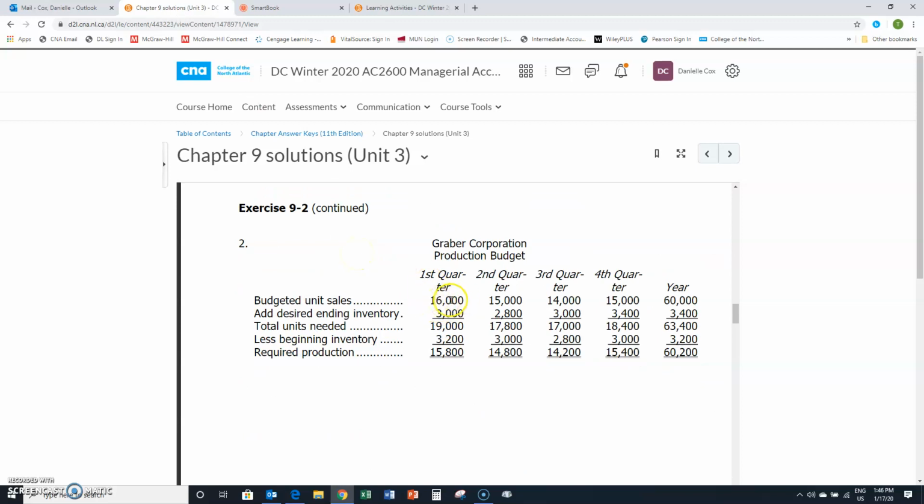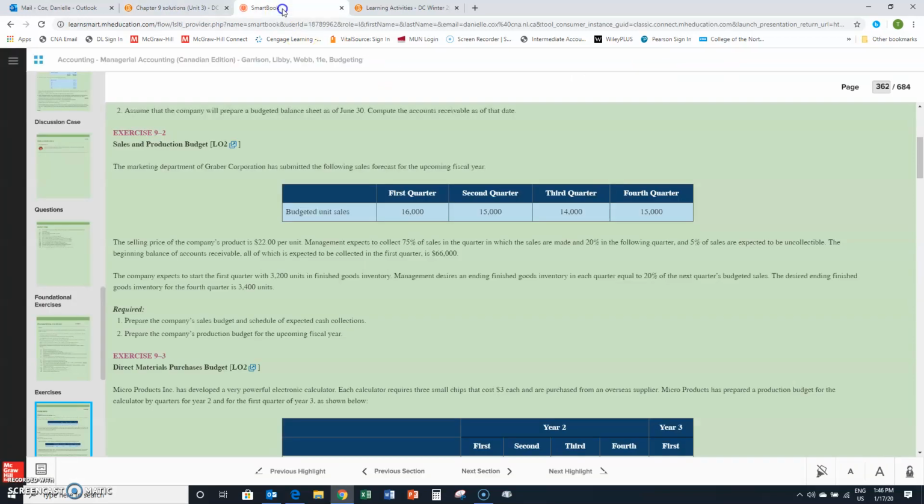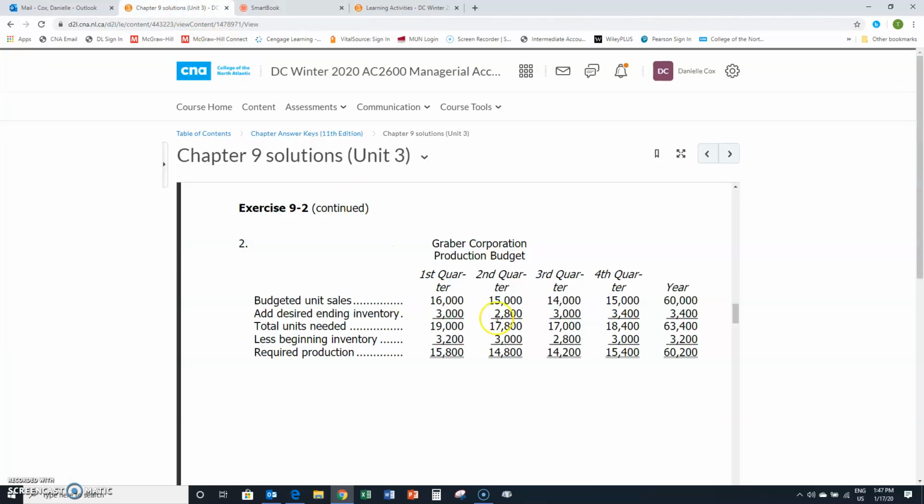Again, we know our budgeted unit sales, we were given that in the question. Then from our sales that quarter, we also need to get our desired ending inventory. So our ending inventory was 20% of the next quarter's budgeted sales. So our next quarter's sales in quarter two are 15,000. So 20% of that is our desired ending inventory for this quarter.